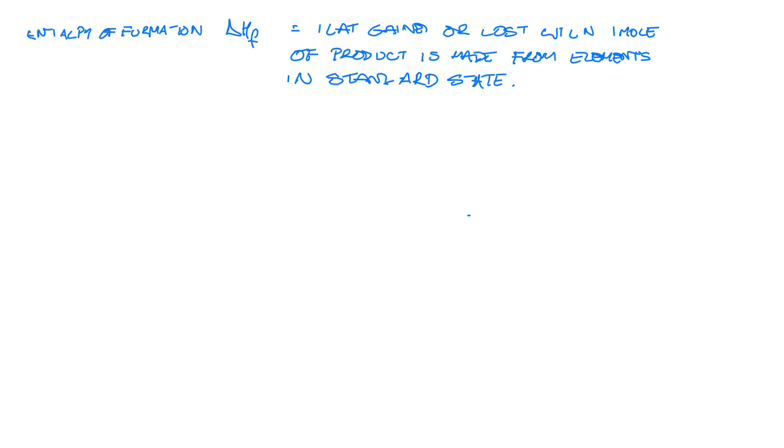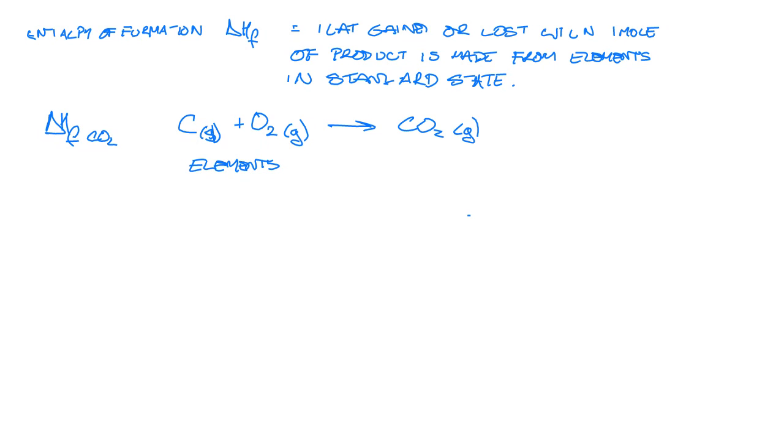Okay, so if I wanted to know what the enthalpy of formation of carbon dioxide was, I would take some carbon, which is a solid, and I would take some oxygen, which is a gas. Here are my elements. And I would combine them to make carbon dioxide gas. And I would measure that. And then, being the good scientist that I am, I would share that with the world.